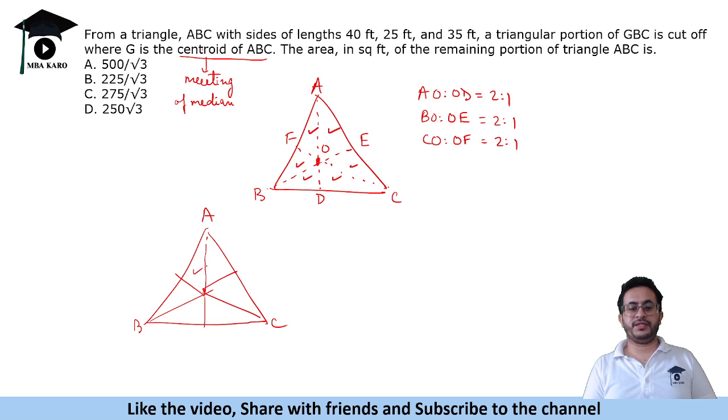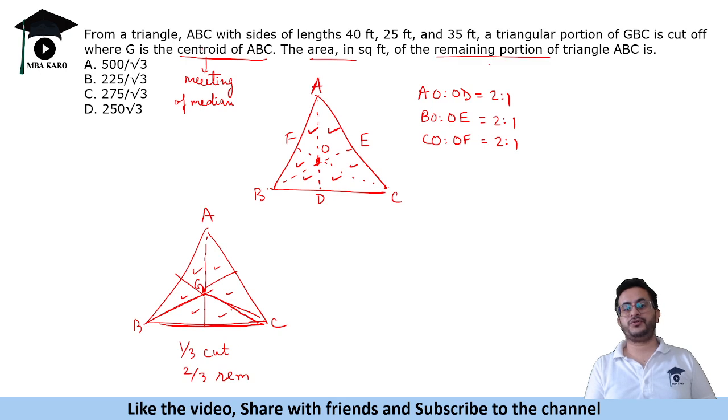I told you all these 6 triangles have equal area. So the triangle GBC is cut off. This part is cut off. So we have cut 2 parts out of 6, so 1/3 is cut, which means 2/3 remaining. We need to find the area of the remaining portion, so that is 2/3 of triangle ABC.